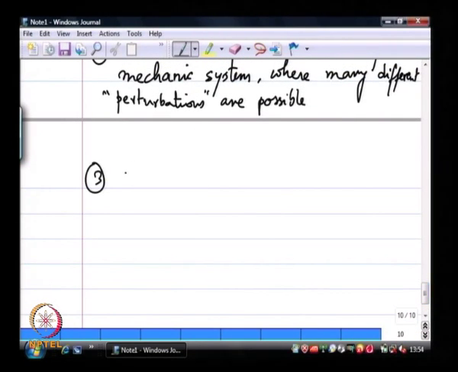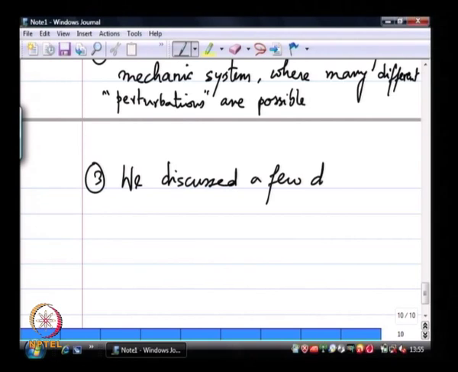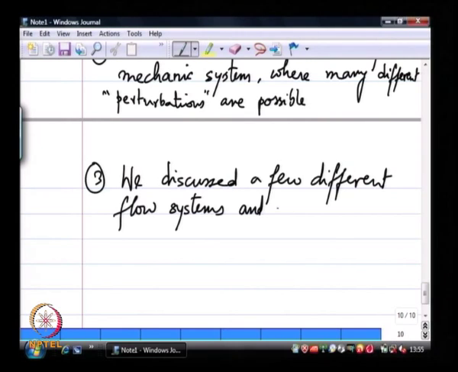And then finally, we discussed a few different flow systems and the related instabilities.